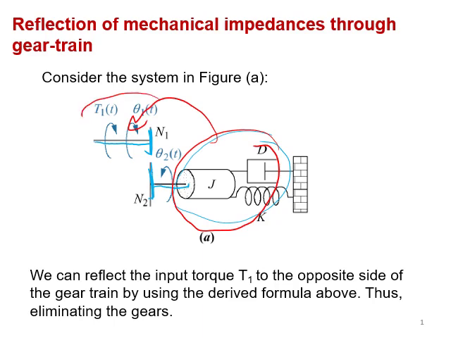Can we reflect the torque and the angle to this shaft? Yes, we can. So either way, you can take all the components or all the elements of a rotational mechanical system with gear and put them all on one shaft. That is going to make the development of the transfer function easier.